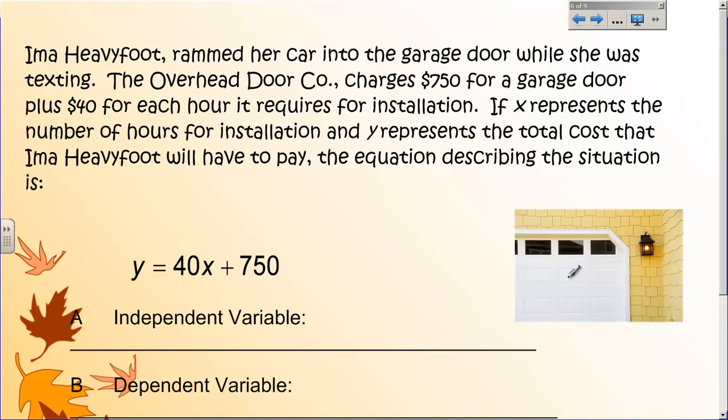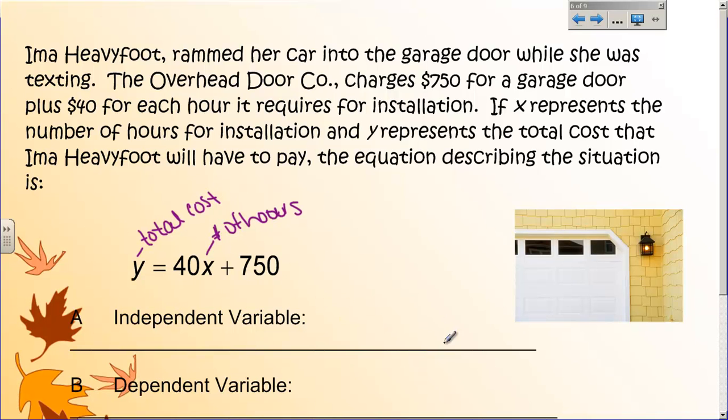So, I'm a heavy foot. Rammed her car into the garage door while she was texting. This is why you should never text and drive. The overhead door company charges $750 for a garage door plus $40 for each hour for installation. If X represents the number of hours, it tells us right here, this is the number of hours, and Y represents the total cost that I'm a heavy foot will have to pay.